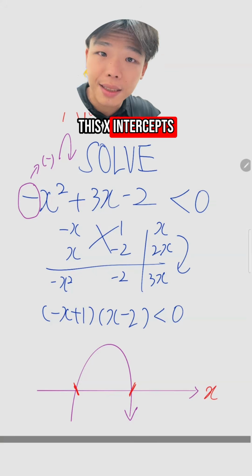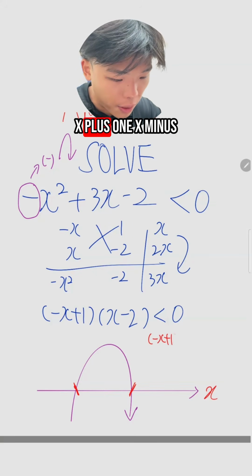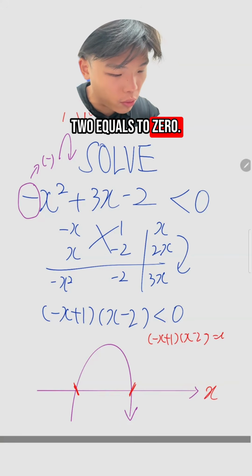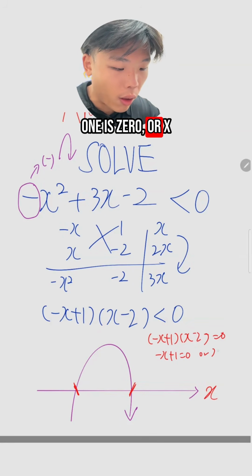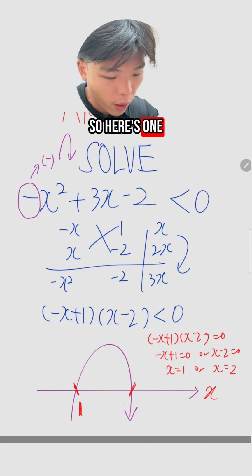So I will call these x-intercepts my critical values, right? And how we find critical values, we will let negative x plus 1, x minus 2 equals to 0, negative x plus 1 is 0, or x minus 2 is 0, and we get that x is 1 or x is 2. So here is 1 and here is 2.